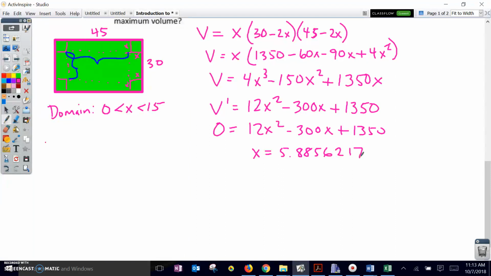And now I'm going to make a sign chart for v prime. Analyze what's going on. It goes from 0 to 15, and we've got 5.886, where the derivative is 0. And now we want to look at the positive and negative values of this. If I substitute 1 into the derivative, I get a positive value. And if I substitute 10 into the derivative, I get a negative value. And so this x value produces a maximum, which is exactly what we want.